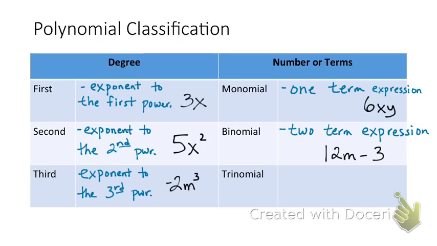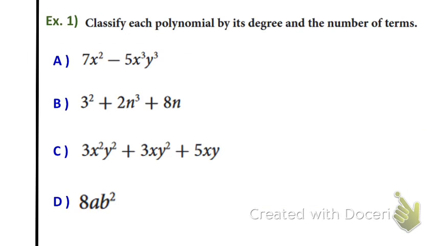12m is your first term, 3 is your second term. A trinomial would be a three-term expression. 5x squared minus 2x plus 3 is an example of a trinomial. And we're going to get into a polynomial where we have 4 terms, but that's about as far as we're going to go for this unit. Okay, let's look at some examples.